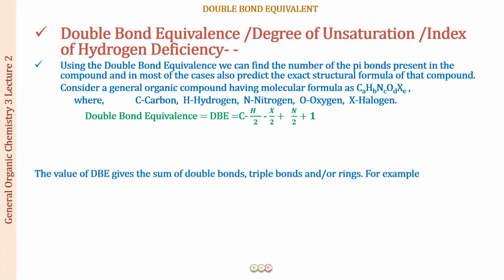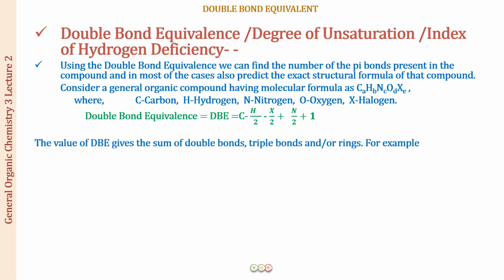Alright, so first example, well, before that, yes, the DBE value is going to give us the sum of the double bonds, the triple bonds, and or rings present in any structure. All right. So this will tell us about the double bonds, the triple bonds, and the rings also.